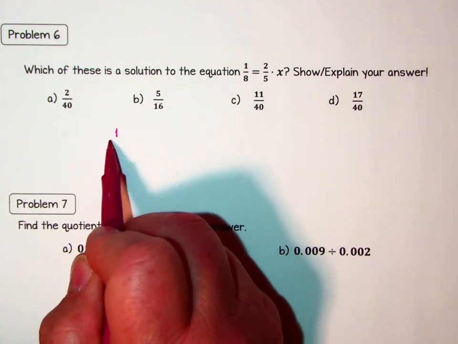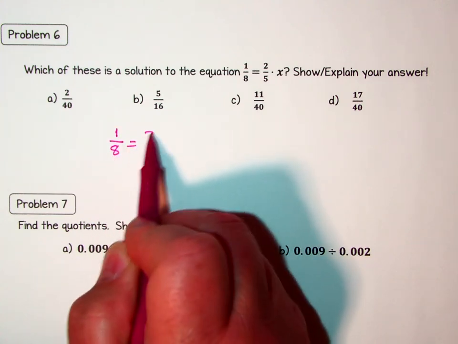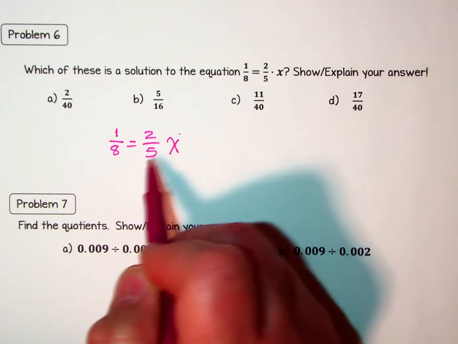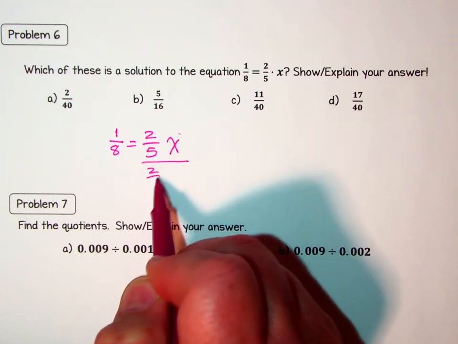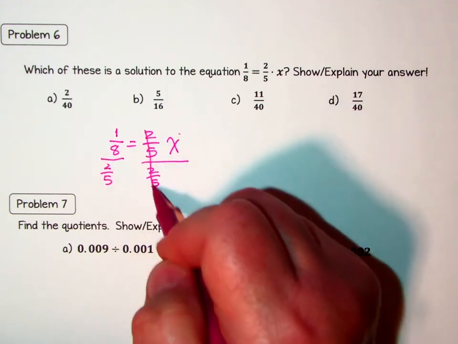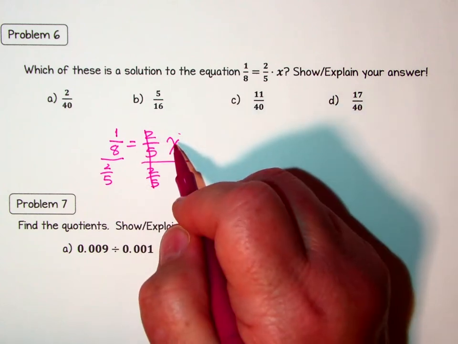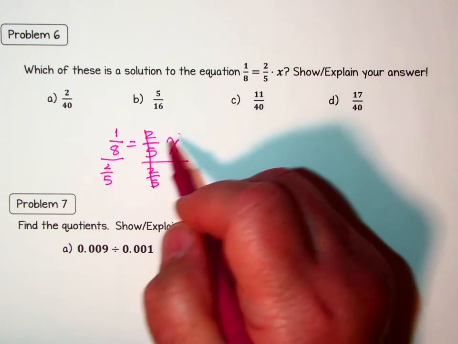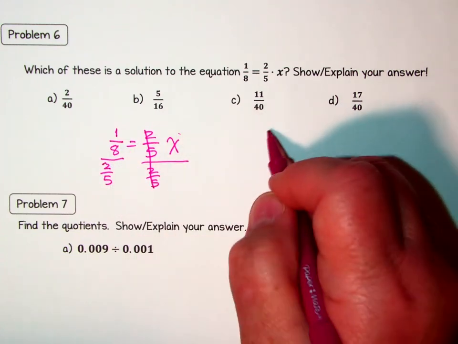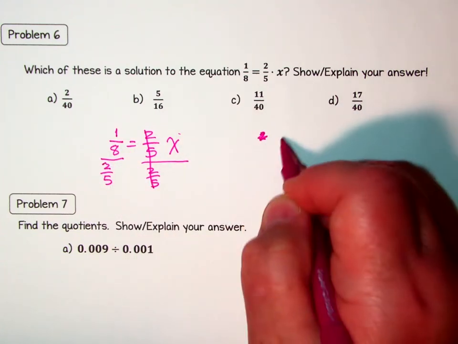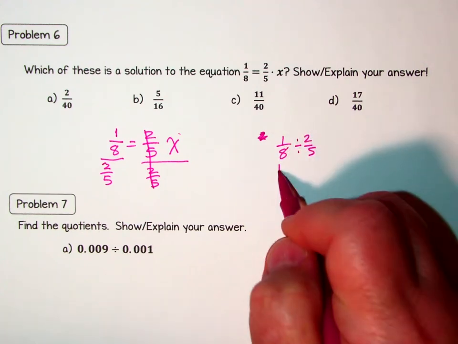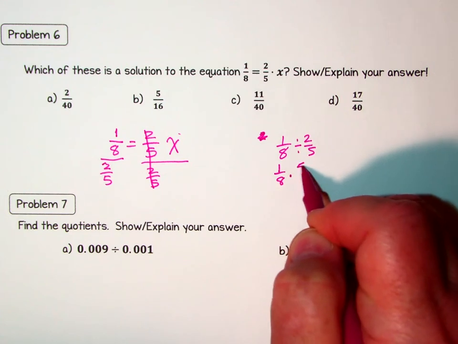So I have 1/8 is equal to 2/5 x. I want to get x all by itself, so I'm going to divide by 2/5. And then to keep the equation true and balanced, I have to do the same thing on the other side of the equal sign. So on the right side of the equal sign, I just now have 1x. And on the left side of the equal sign, I have 1/8 divided by 2/5. 1/8 divided by 2/5 is the same as 1/8 times 5/2.